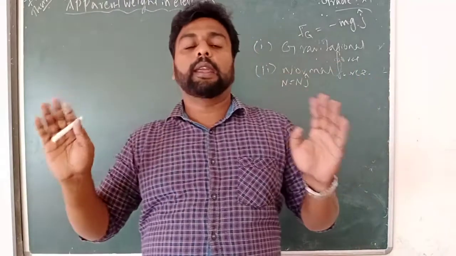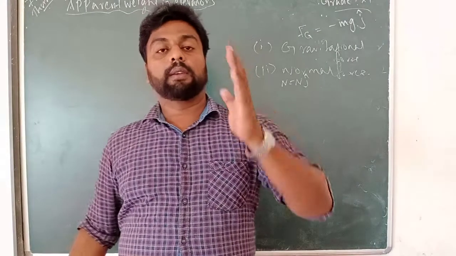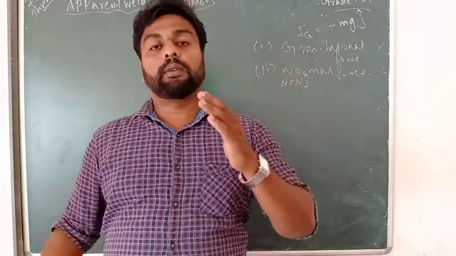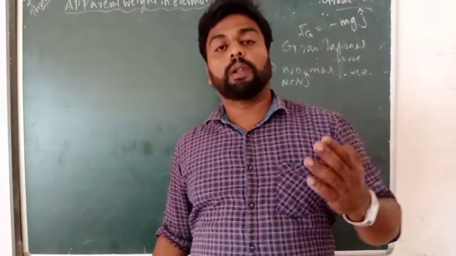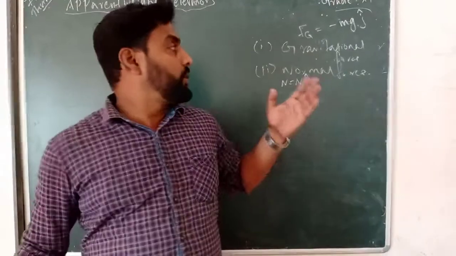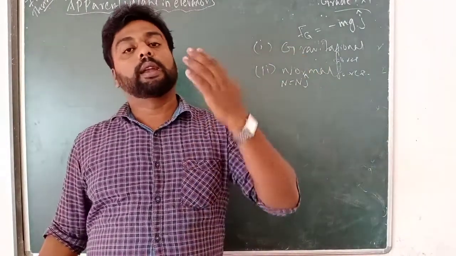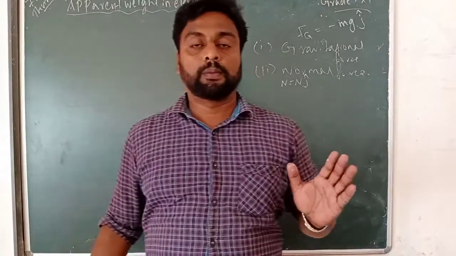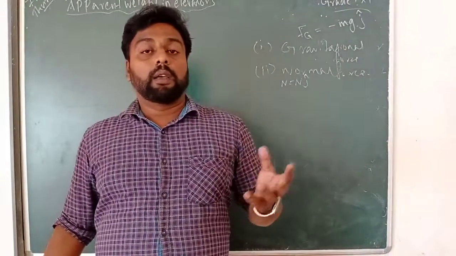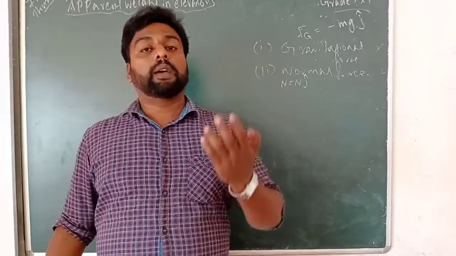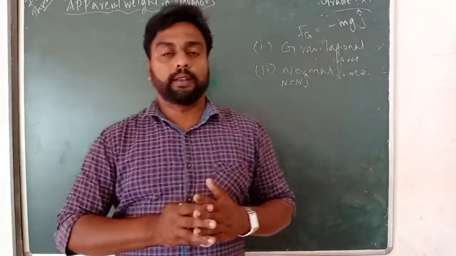So when a man is standing inside the elevator, two forces act on him, a gravitational force and a normal force. The gravitational force acts downward in the j vector direction, so W is equal to minus mg j, and the normal force acts upward, so N is equal to n j vector. Now we can consider some cases and find out the apparent weight, and compare this apparent weight with his actual weight.